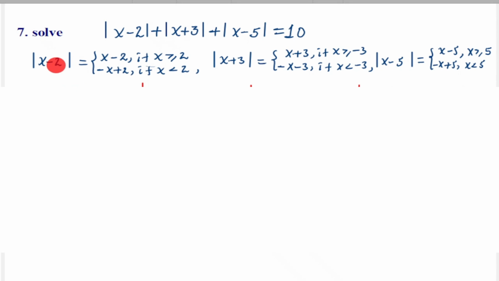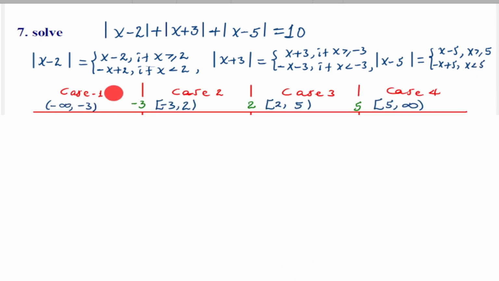So absolute value of x minus 2 is equal to x minus 2 if x is greater than or equal to 2, minus x plus 2 if x is less than 2. Absolute value of x plus 3 is equal to x plus 3 if x is greater than or equal to minus 3, minus x minus 3 if x is less than minus 3. And absolute value of x minus 5 is equal to x minus 5 if x is greater than or equal to 5, minus x plus 5 if x is less than 5. So we have 4 cases.